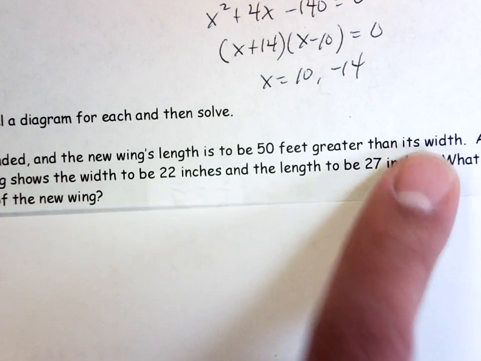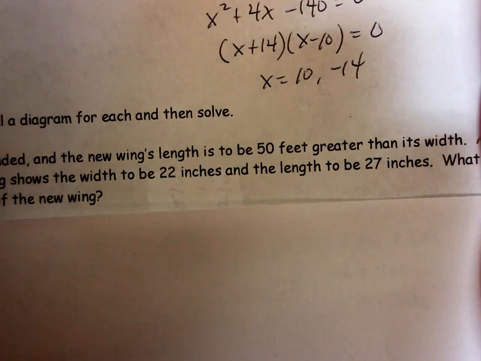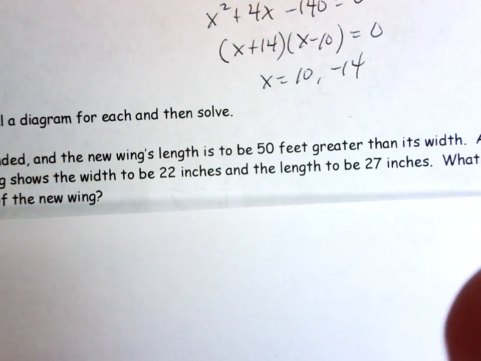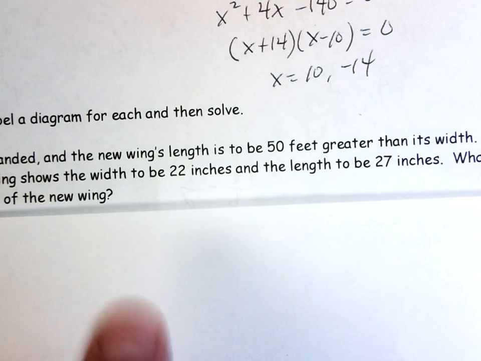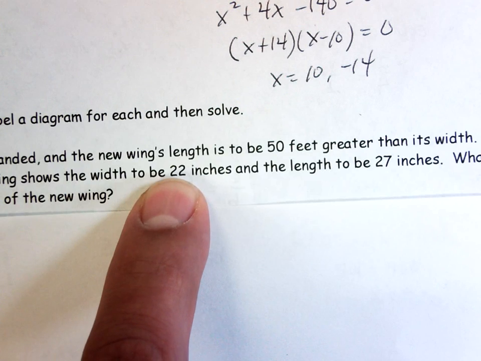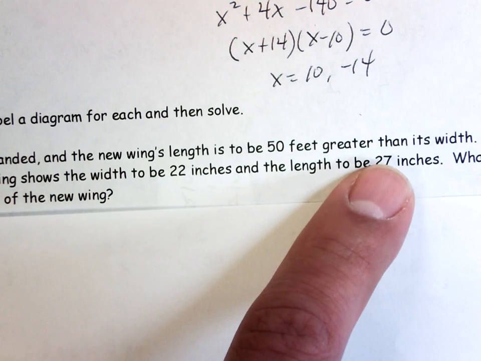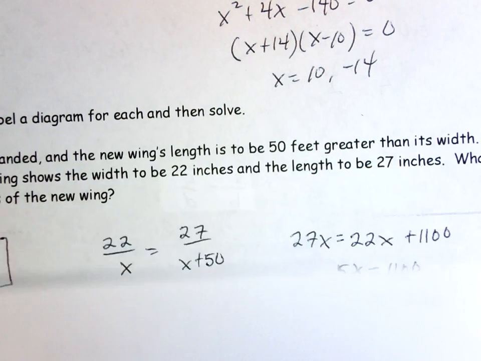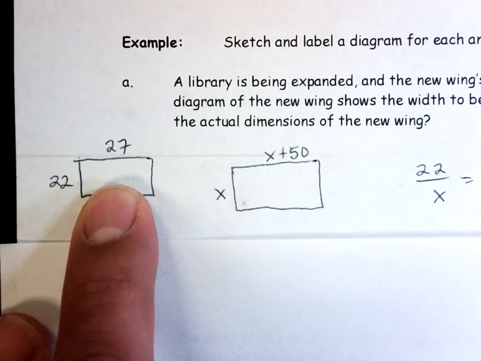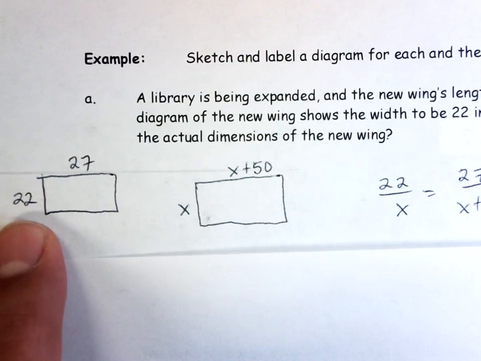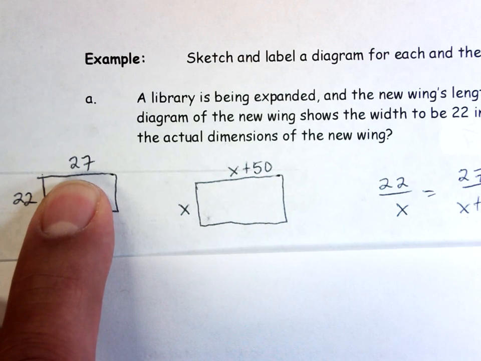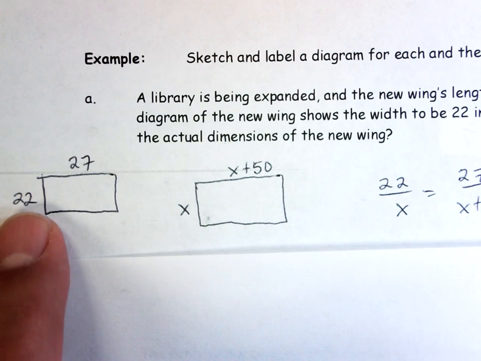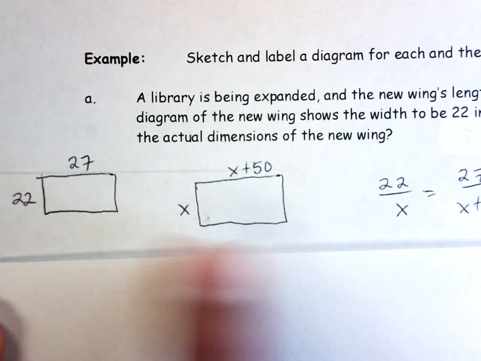Okay, and then I have a scale model. I have a smaller floor plan, some blueprints, a small scale version of my library. That shows the width to be 22 inches and the length to be 27 inches. So I'm going to draw both. Here's my scale model, the blueprints, which shows my library to be 22 inches wide and 27 inches long. It's 22 by 27. And here's my actual library.